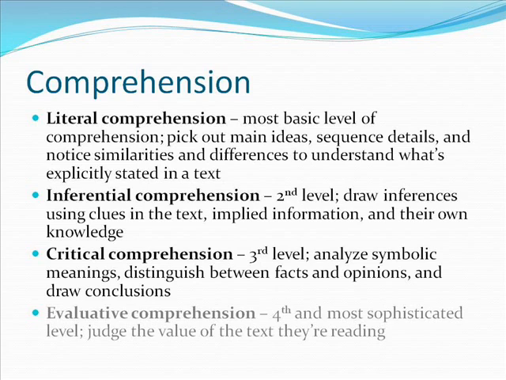The third level is critical comprehension. Here, readers analyze symbolic meanings, distinguish between facts and opinions, and draw conclusions. Evaluative comprehension is the fourth and most sophisticated level. Readers judge the value of the text they're reading using generally accepted criteria and personal standards.